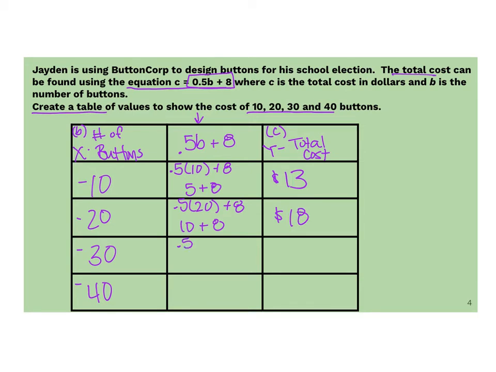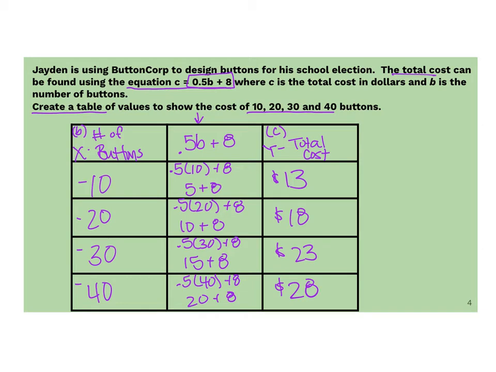And then we have half of 30, which is 15 plus 8. I believe that's 23. And then we have half of 40 plus 8, which will be 20 plus 8 for $28. So here's the table that shows me how much Jaden will pay depending on how many buttons he orders.